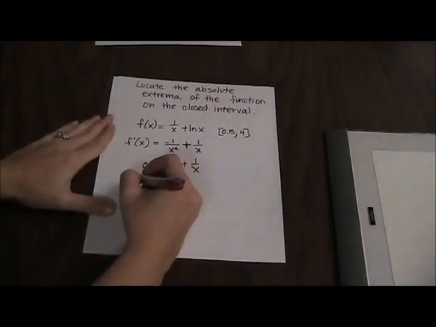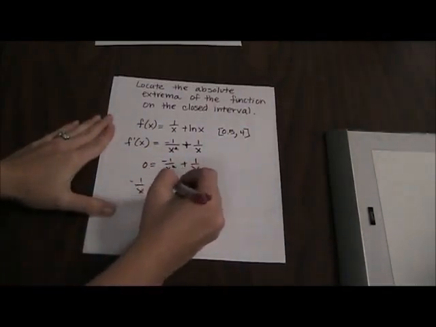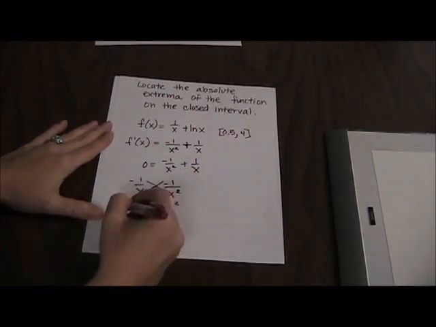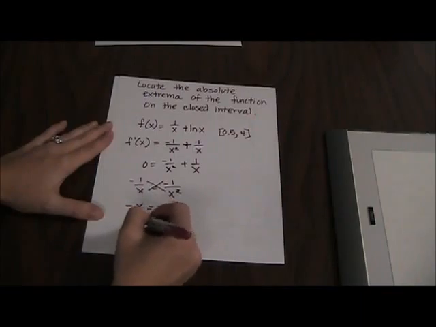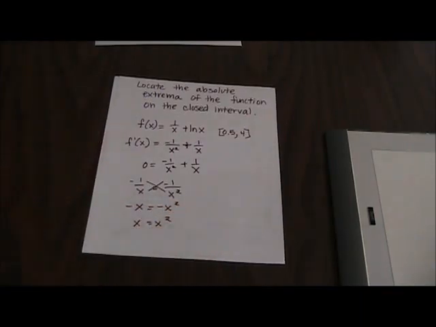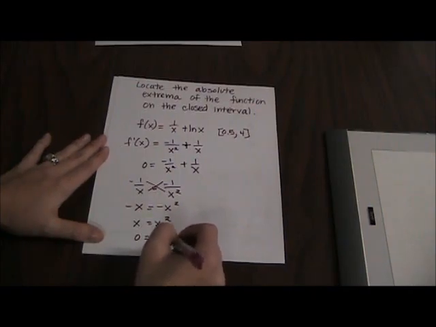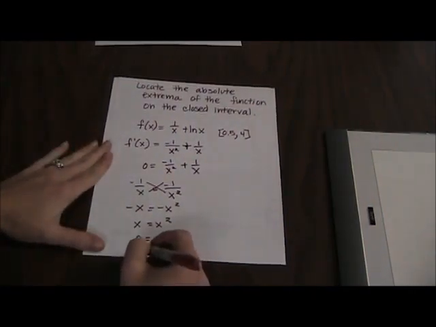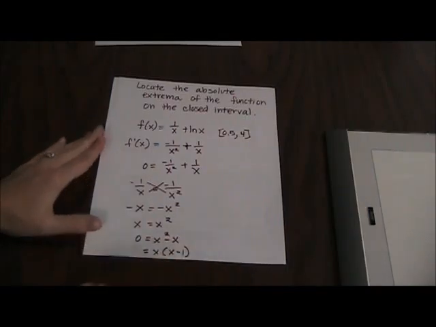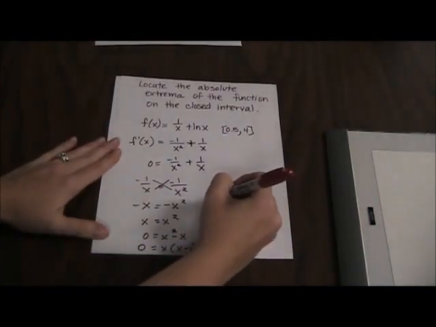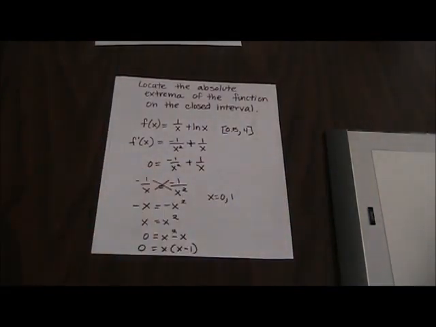So I'm going to subtract 1 over x from both sides. And then I'm going to treat this like a proportion, so I'm going to cross multiply. Divide both sides by negative 1. Subtract x from both sides. And then factor. So the values where my derivative equals 0 would be at x equals 0 and at 1. So those are two of my critical points.